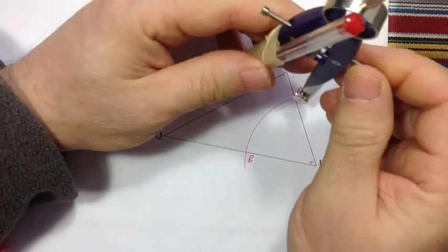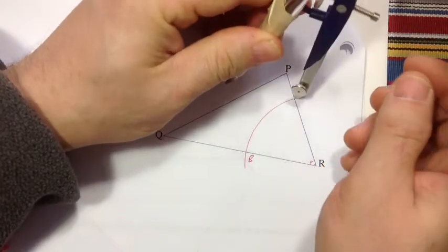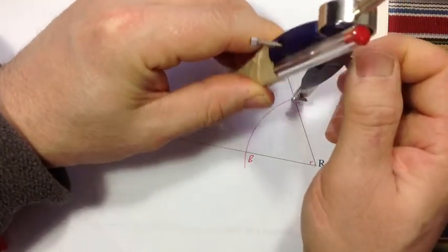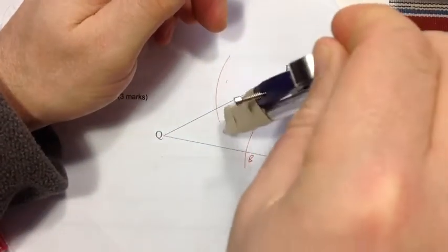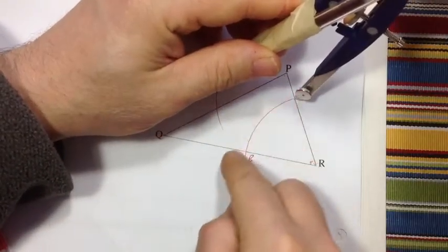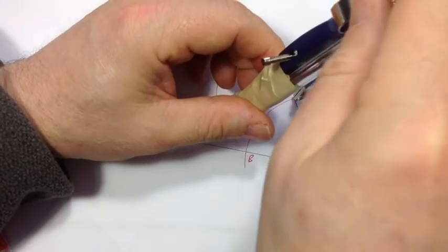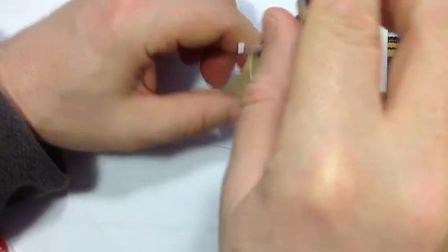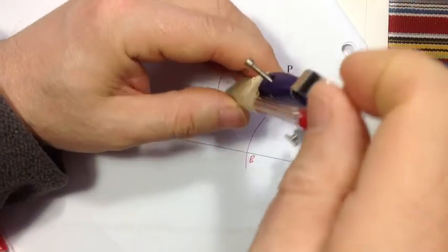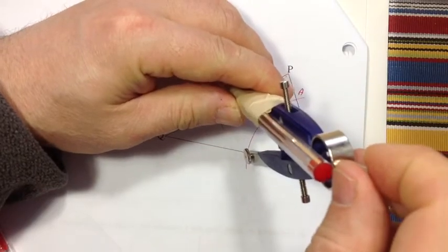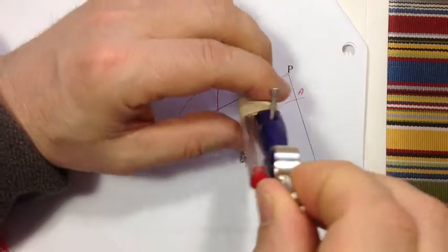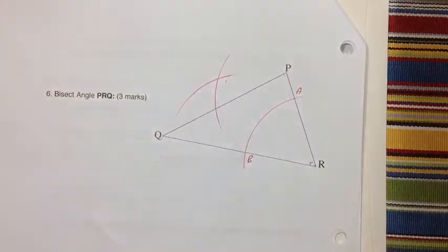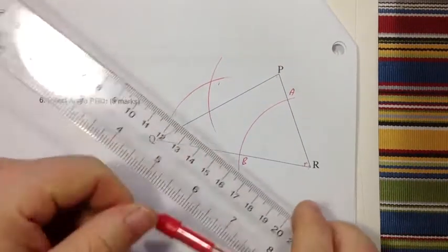You don't have to do that, of course. I'm going to put my point on A and adjust my compass so it goes past the halfway point, I mean the halfway point between the angles. Mine's gone quite far past the halfway point. Then put the point of the compass on B without adjusting and make a similar arc. Where those two arcs cross, that's the center of your angle.